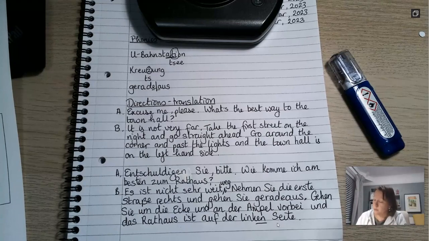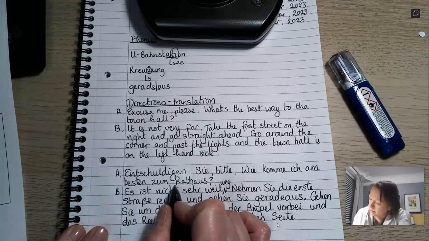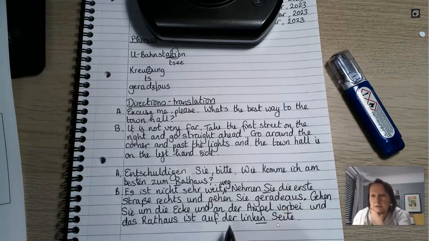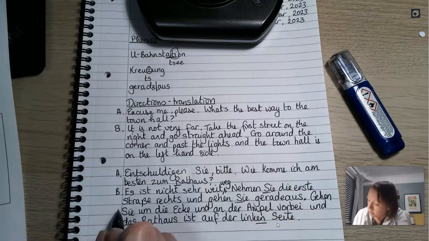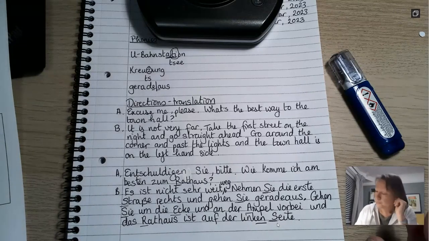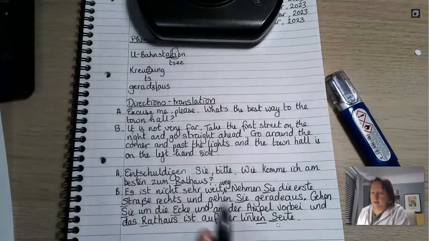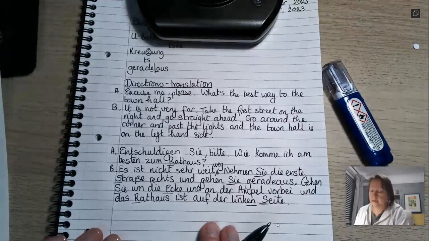Feel free to give it some ticks with your purple pen, correct any mistakes, make sure that you've got your capitals. Remember things like Rathaus is a noun, so it needs a capital. Sie is the polite formal form, so you need a capital on that. Another Sie there. Straße is a noun. Another Sie there. Ecke is a noun. Ampel is a noun. Rathaus is a noun. And Seite is a noun, so make sure that those are all capitals. Okay? If you missed them and had to correct them, then by all means write a little note underneath saying what it was you did, why you corrected it. Okay? Excellent. Well done.